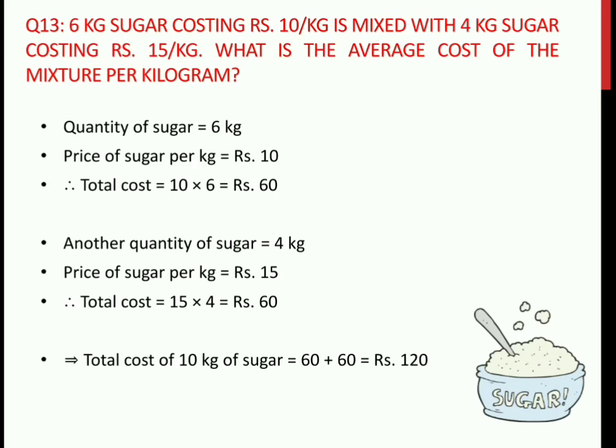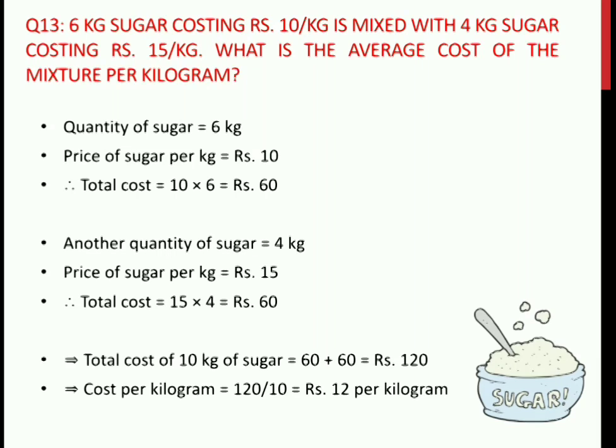Now overall cost of this mixture, the mixture will be of 6 kg plus 4 kg, which is equal to 10 kg. So the total cost of 10 kg of sugar will be 60 plus 60, which is equal to 120 rupees. Now if 10 kg of mixture is having a cost of 120 rupees, then 1 kg will be equal to 120 by 10, which is equal to 12 rupees per kg. So the cost of the mixture per kilogram is 12 rupees per kg.